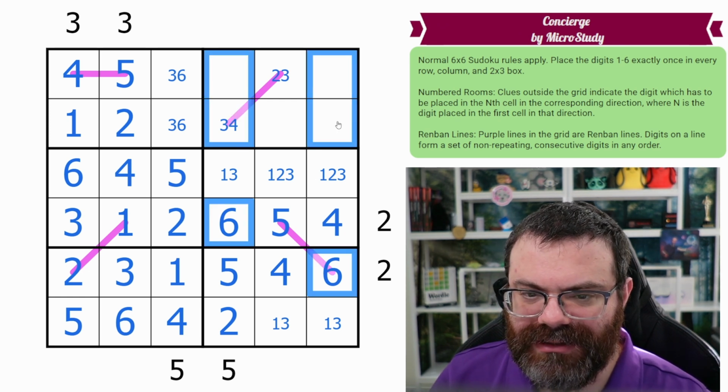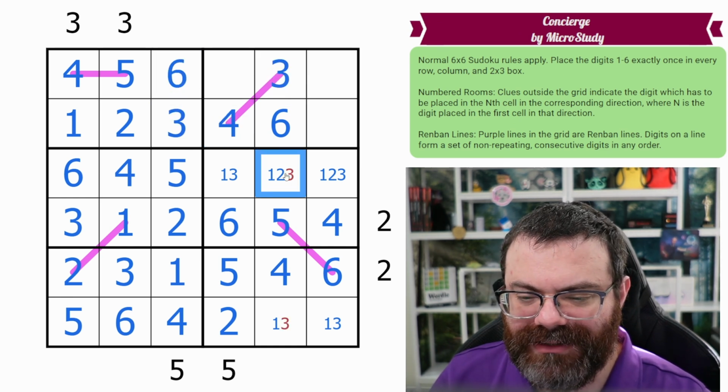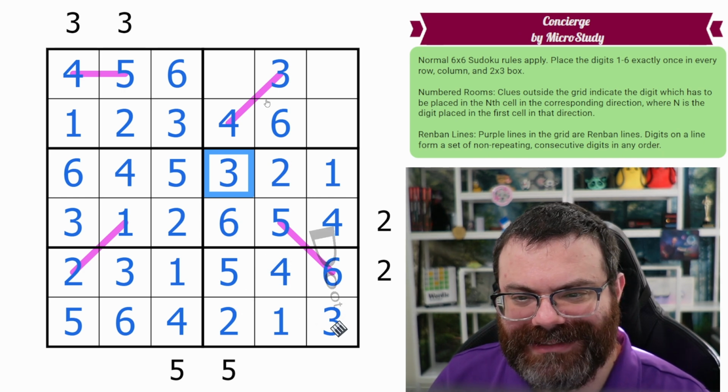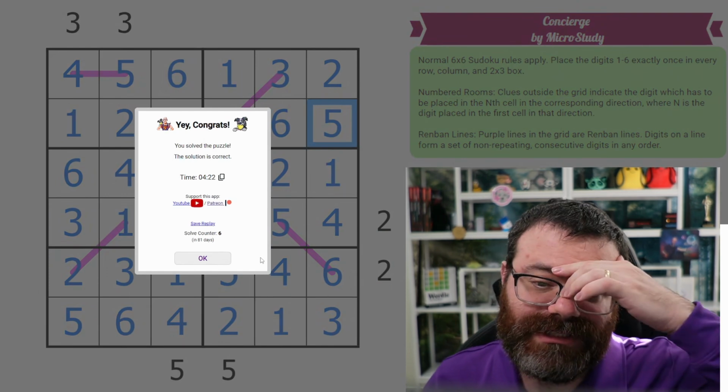So these two 6s look up, so this can't be a 6. So that's the 6. That's 3 and 6. That gives us 4 and 3. There we go. That's 1 and 3. 2, 1, 3. Nice. The 1 goes here, and we need 2 and 5. They go like that. And we're done.